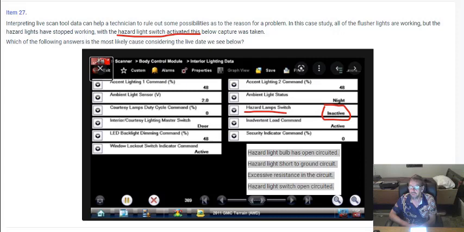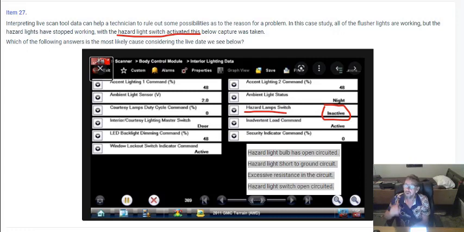Hazard lights are shorted to ground. If the hazard lights were shorted to ground, we'll come back to that, but there's good reasons why I'm not convinced that that is a correct answer. Excessive resistance in the circuit. Well, part of the circuit operates the flashes as far as the bulbs go, and if it's a body control module, the body control will tell the flashes to turn on. Look, we'll leave that for the moment. We'll come back to that. Hazard light switch open circuit. All right, let's have a look at some of the data we've got.